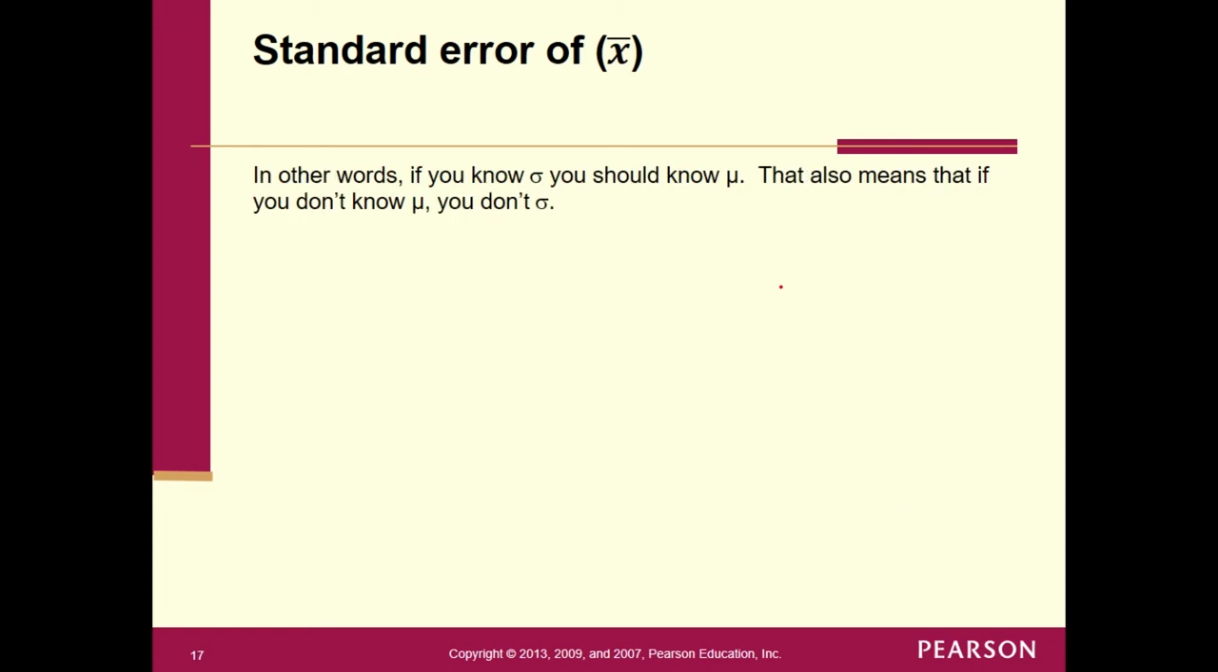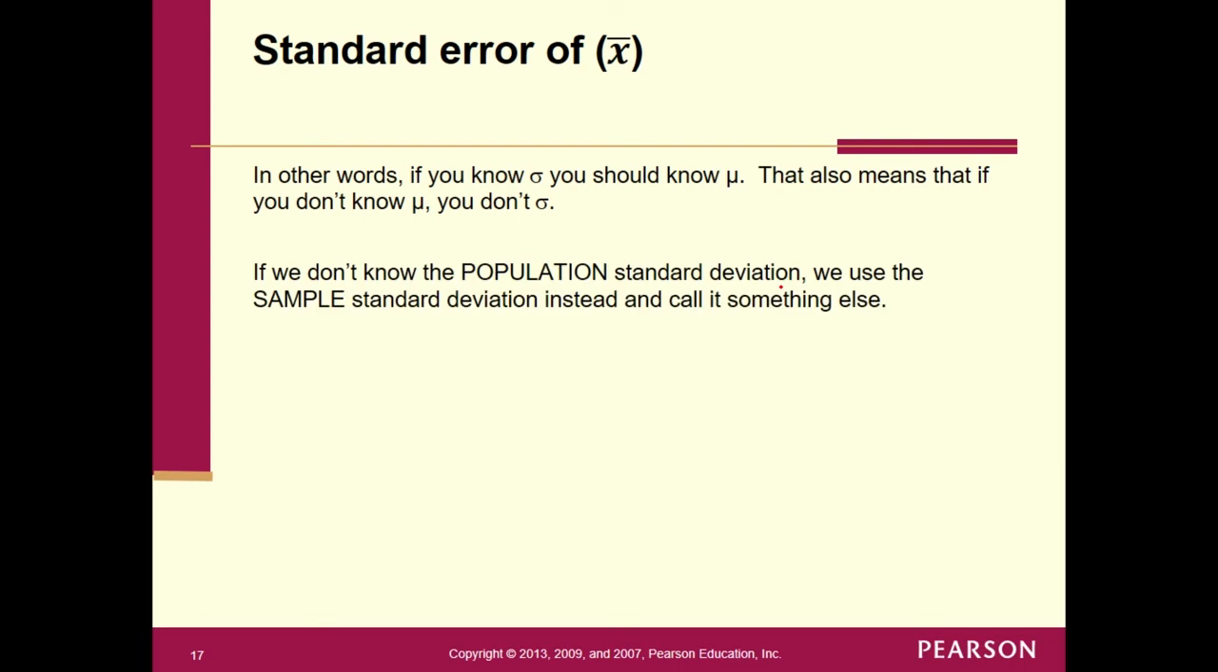So in other words, if you don't know sigma, you don't know mu. That also means if you don't know mu, you don't know sigma. So that's the logic there. And if you don't know the population standard deviation, we use the sample standard deviation instead and call it something else.